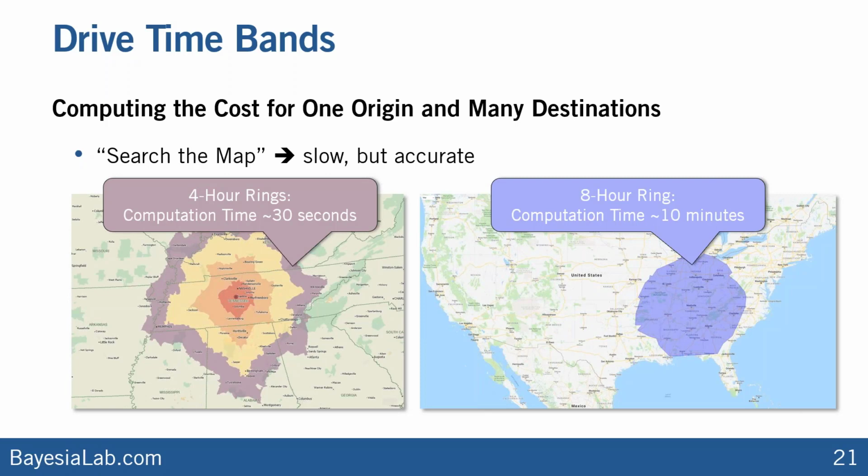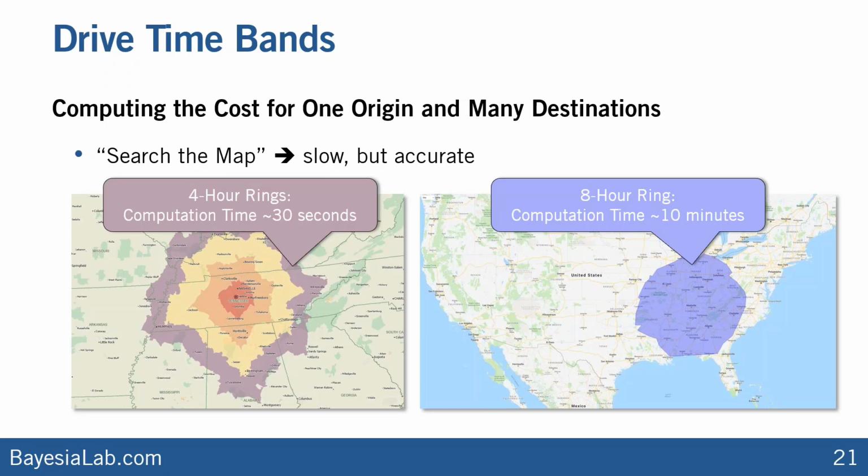For instance, just a few months ago, I was looking at possible colleges for my daughter, who will soon be a senior in high school. So we were thinking about perhaps having her at a college within a 4-hour drive time radius. And so I used a GIS mapping tool to compute these 4-hour drive time rings. And that's the result you see on the left. It took about 30 seconds to compute.